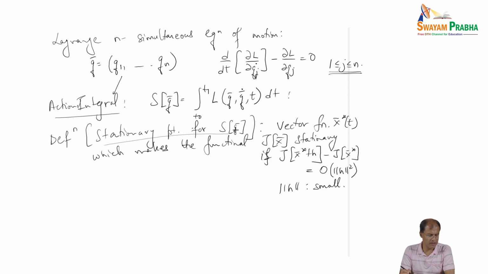And Hamilton's principle for the n variable case is identical to that of the single variable case that we have written in the previous slide. One variable case.